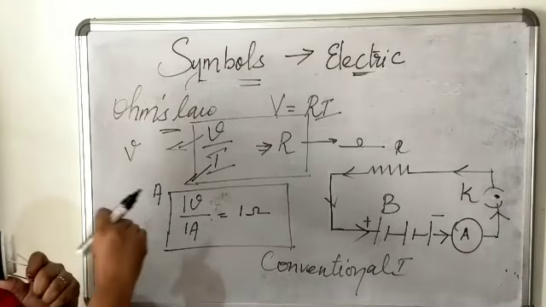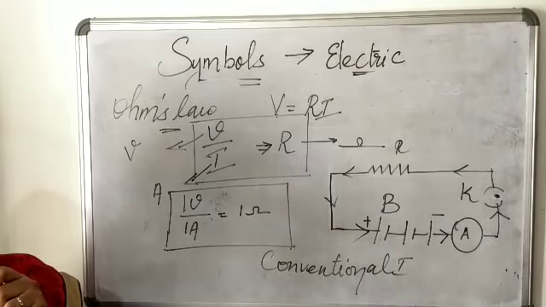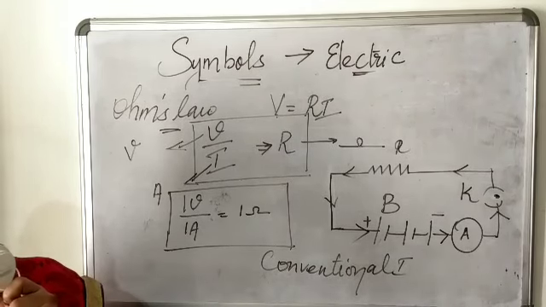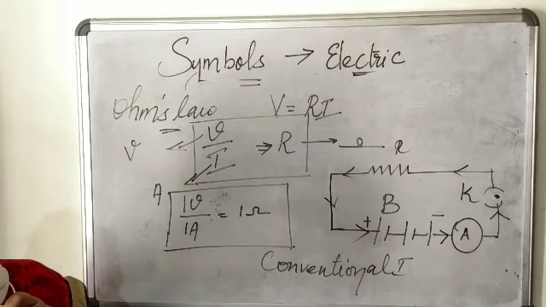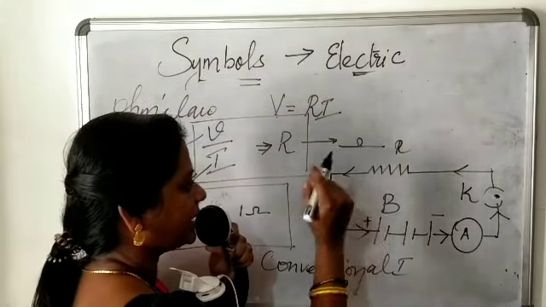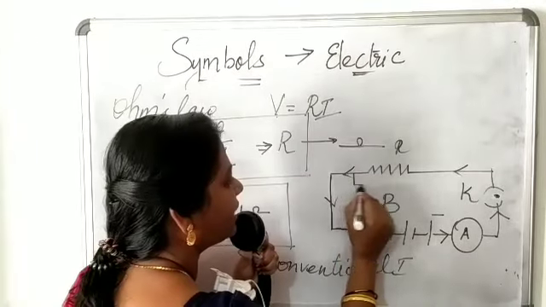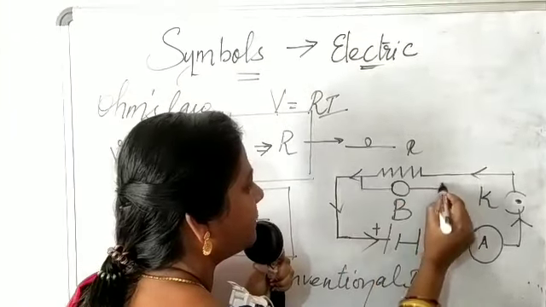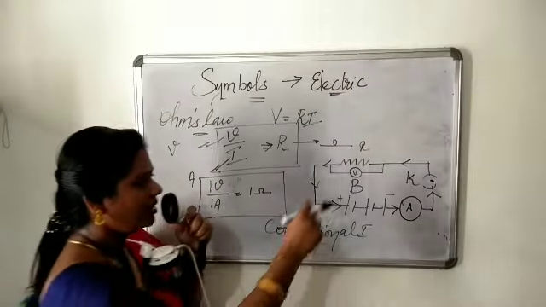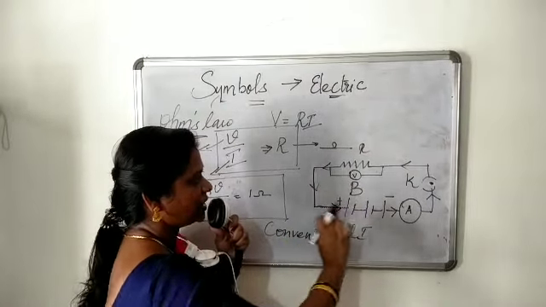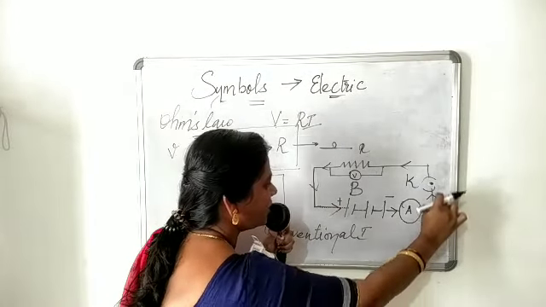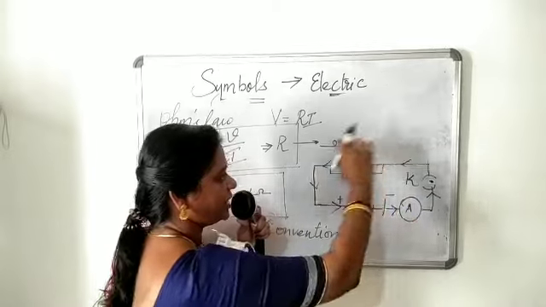Now, Ohm's law tells how to connect the resistance with the voltmeter. How to connect the resistance with the voltmeter? Always, the voltmeter has to be connected across the resistance. This is called as a voltmeter. As you know very well, positive is flowing like this.